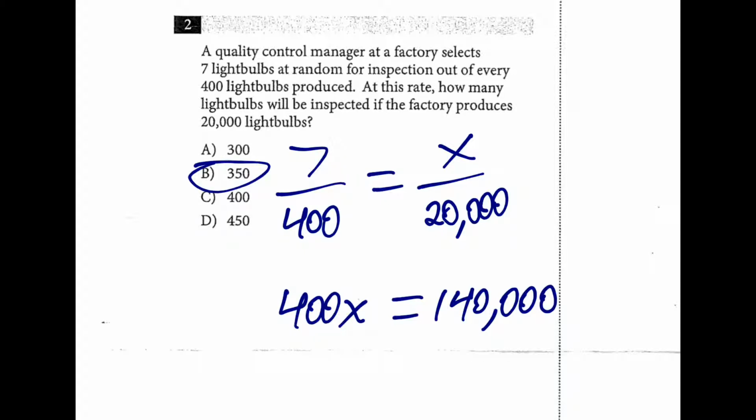A way you can check is if you take 7 divided by 400, you get the same decimal as if you take 350 divided by 20,000. And you do. That's why it's the right answer.